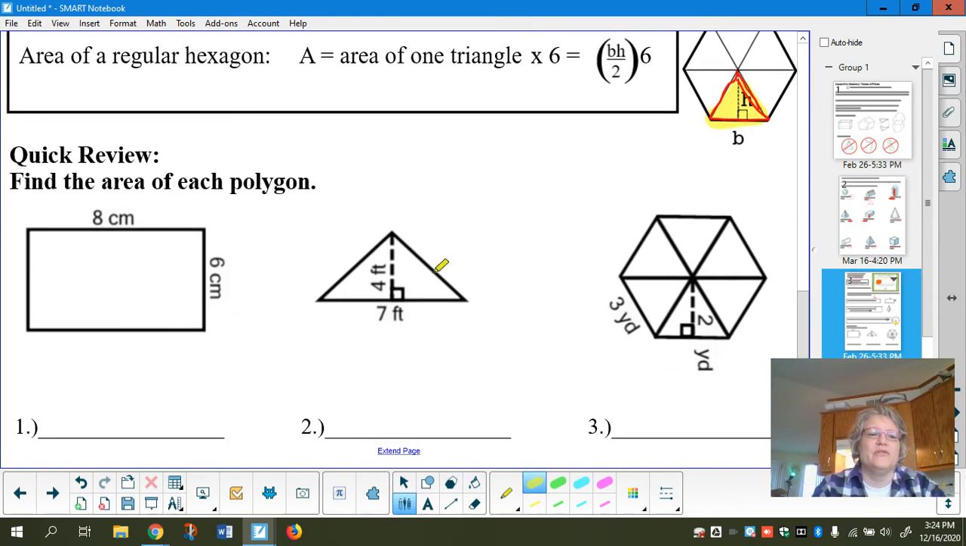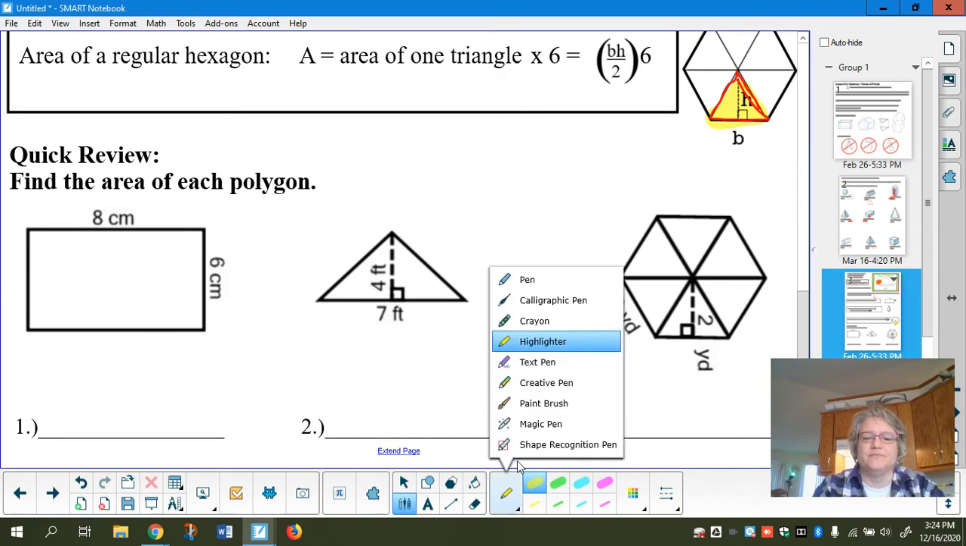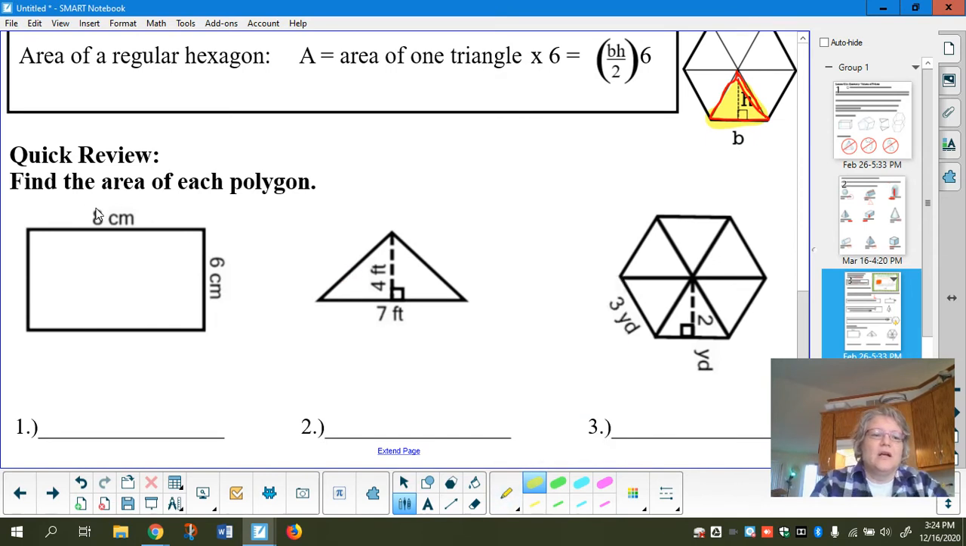All right, so quick review. Find the area of each polygon. I hope I don't need to help you remember how to do this one and this one. So I'm just going to write their answers. You write yours and then look up and see if you're correct.